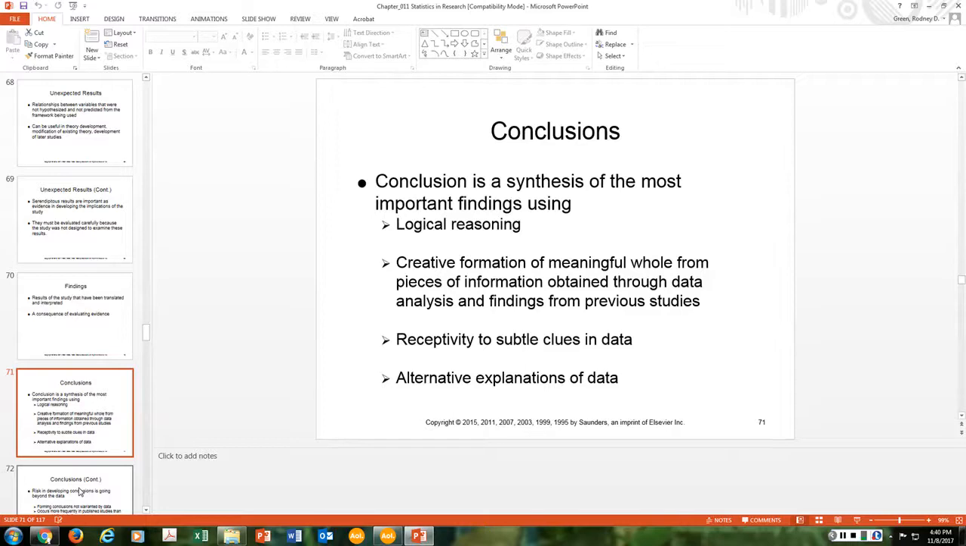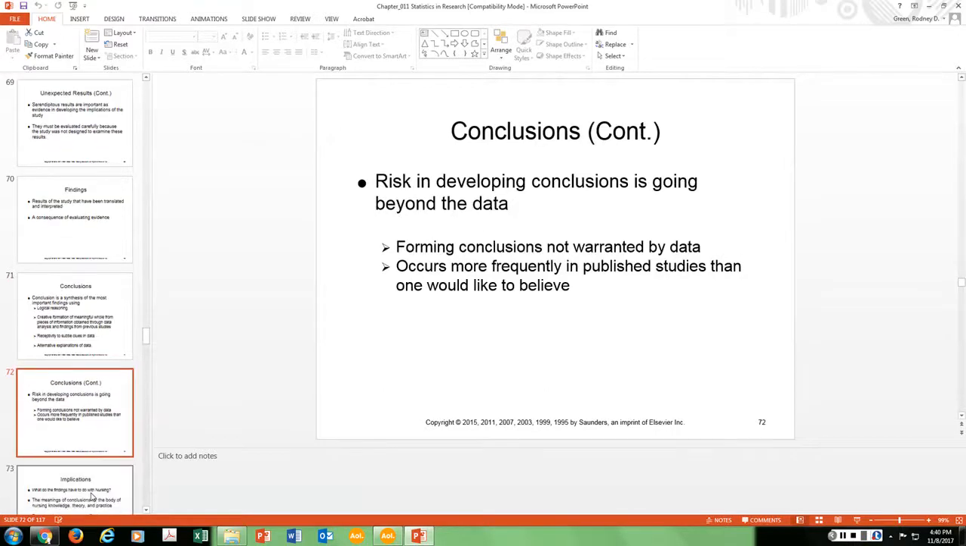This is a synthesis of the most important findings using logical reasoning, creative formation of a meaningful whole from the little bits and pieces of information obtained through data analysis and findings from previous studies. You have to be receptive to subtle clues in the data and possibly alternate explanations of the data. There's a risk in developing conclusions of going beyond the data.